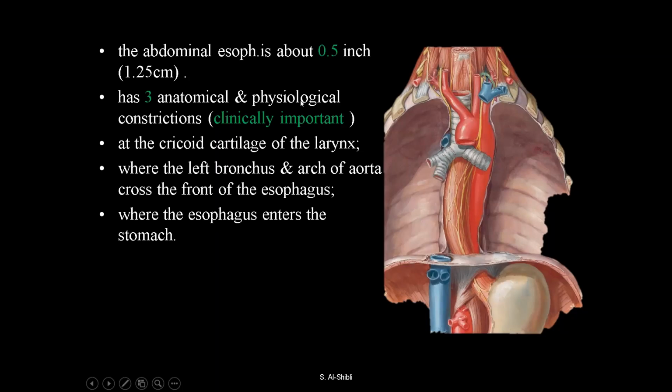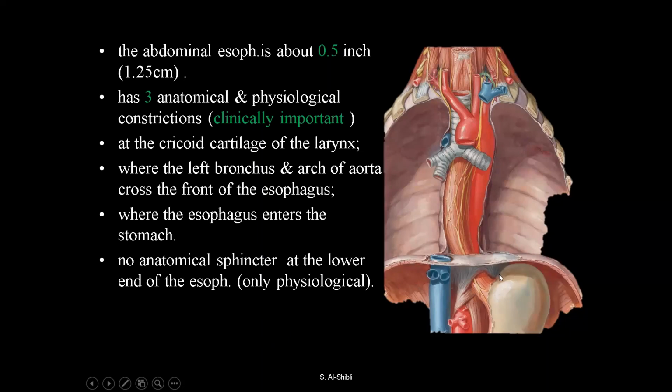So three important constrictions. Why do I say important? Because we found that strictures, if there are any, occur at these three important clinical constrictions. Not only that, even cancer of the esophagus used to be at these three constrictions, either at the cricoid, at this level, or when it enters the stomach. So it is clinically very important to understand these constrictions.